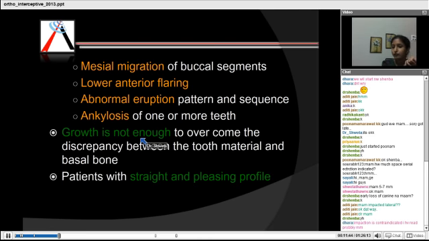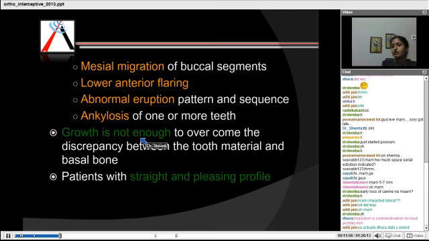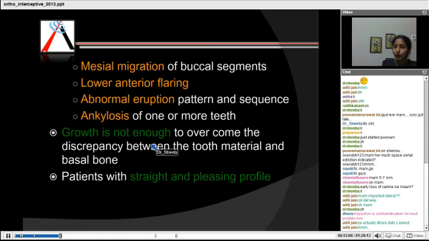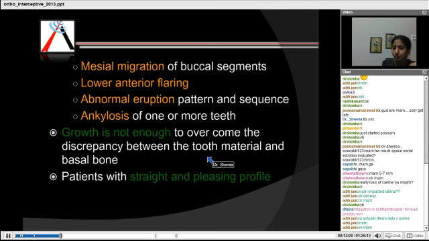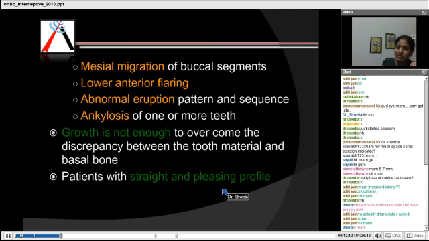See, if the lateral incisors are impacted, that means there is loss of space. Not impacted in the sense they are moved or deflected palatally because there is no space in the anterior arch. Okay. Growth is not enough to overcome the discrepancy between the tooth material and the basal bone. Patients with straight and pleasing profile. Okay, so these are all the indications of serial extraction.